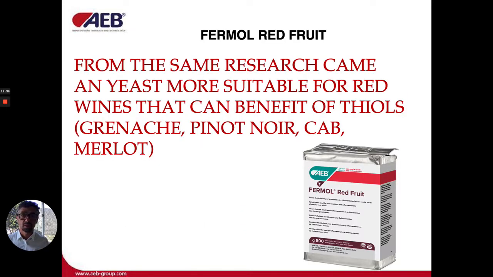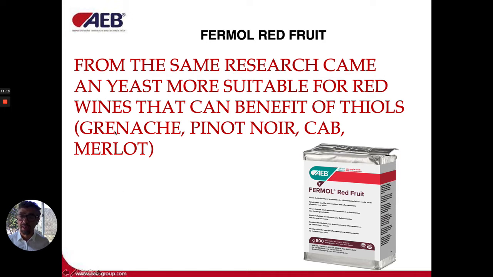In the same research, there was a 4th yeast, as you remember in the last slide of the selection. This yeast being a little more extractive, and so giving a little more depth to the wine, was selected for red wines that need to be fresh, aromatic, sold within the 2 years. So with a very vibrant fruit, even for rosé.